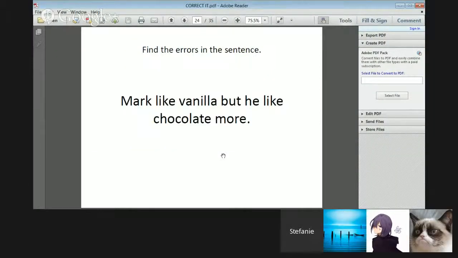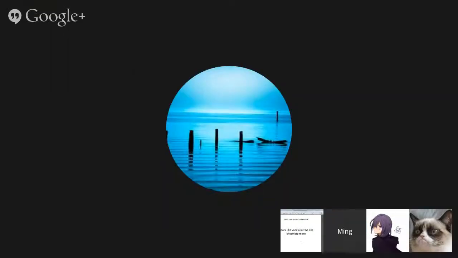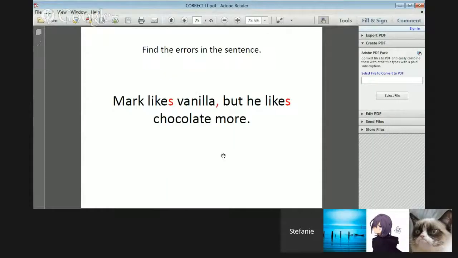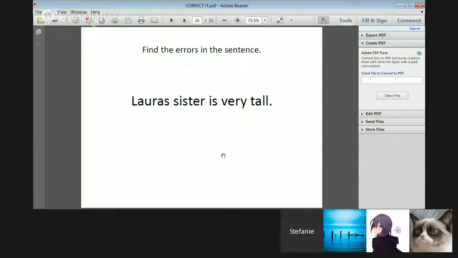Okay, Ming, Mark liked vanilla, but he liked chocolate more. Mark likes vanilla, but he likes chocolate more. Good. And it was missing a comma, but I forgot to ask about that. So very good.